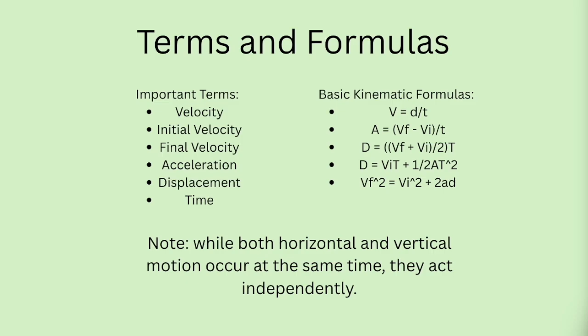For example, the velocity, initial velocity, final velocity, acceleration, and displacement for the vertical component are separate from the horizontal component. The exception to this rule is time, which is shared between both the vertical component and the horizontal component.